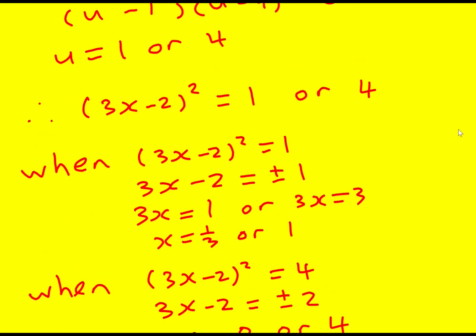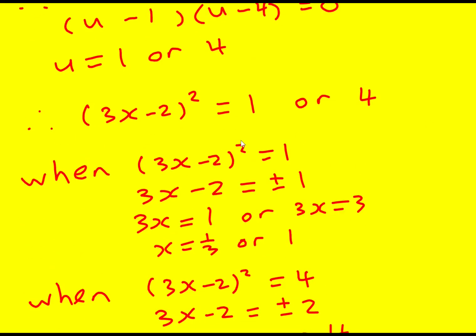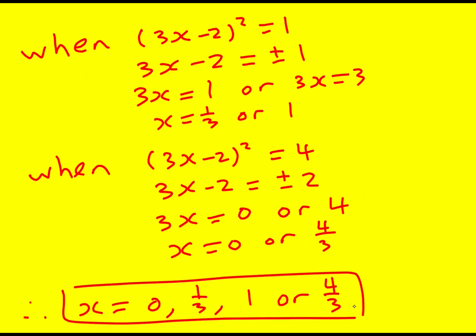If you expanded this out and tried to solve it without a substitution, it would be a really horrible quartic equation. But through this substitution, we get a hidden quadratic. We just then need to deal with it after we've found out what u is, and that's what I've done here.